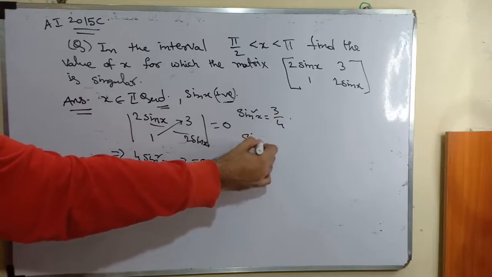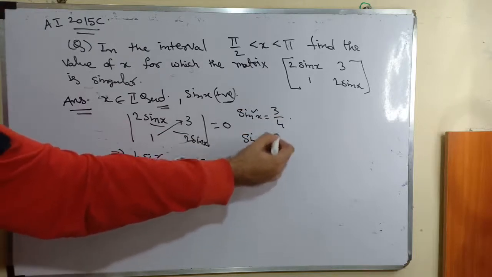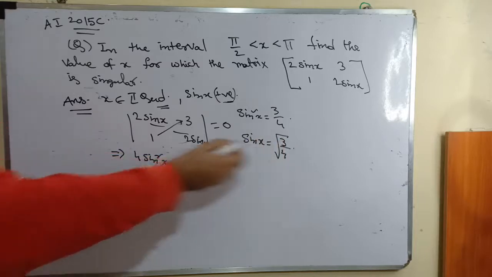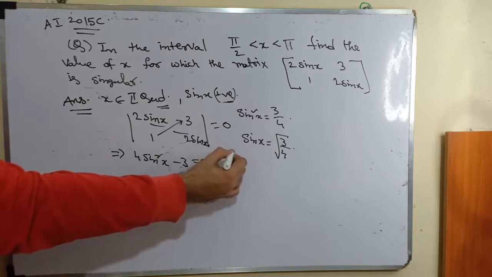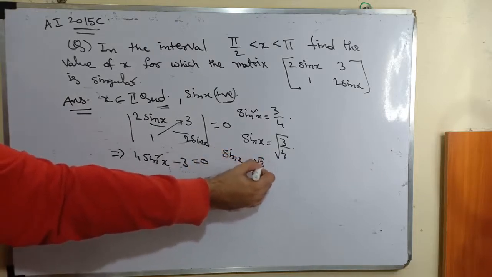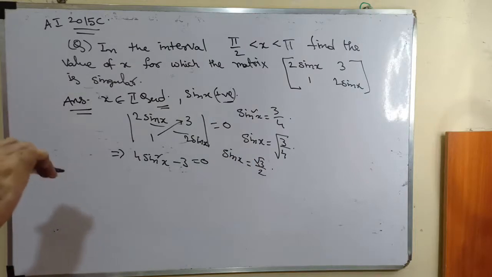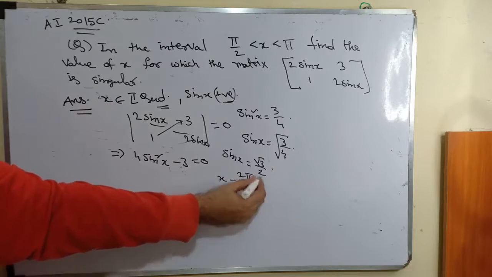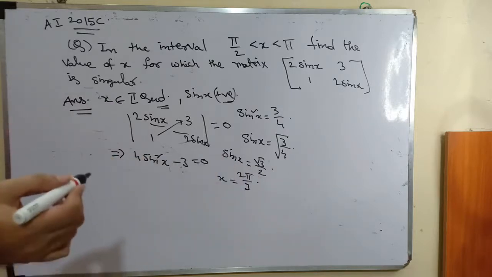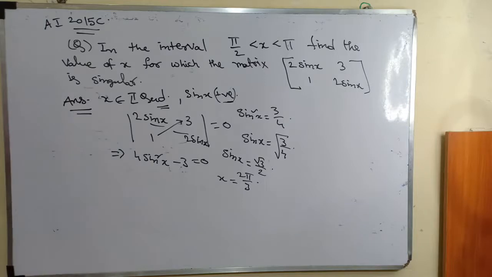So for sin x we need to consider the positive value, that is root over 3 by 4, because sin x is positive in the second quadrant. In the ASTC rule, you know this very well, sin x is positive in the second quadrant. So the value of sin x would be root 3 by 2. We need to consider only the positive value, and we have to find the x value where sin x is root 3 by 2. So x is 2 pi by 3, that is 120 degrees in terms of degrees. x is equal to 2 pi by 3 will be the answer for this question.